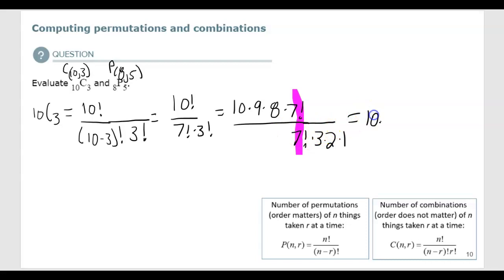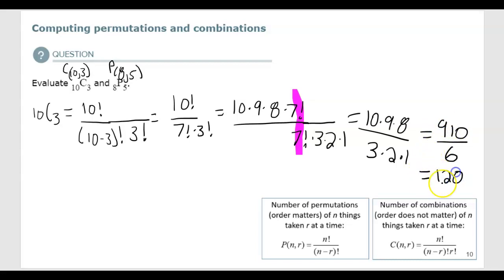Okay, hopefully you guys at least got to this point where we have 10 times 9 times 8 over 3 times 2 times 1, which becomes 720 over 6, which becomes 120.